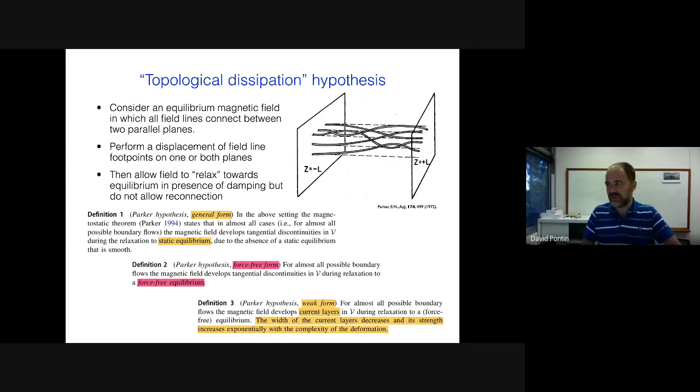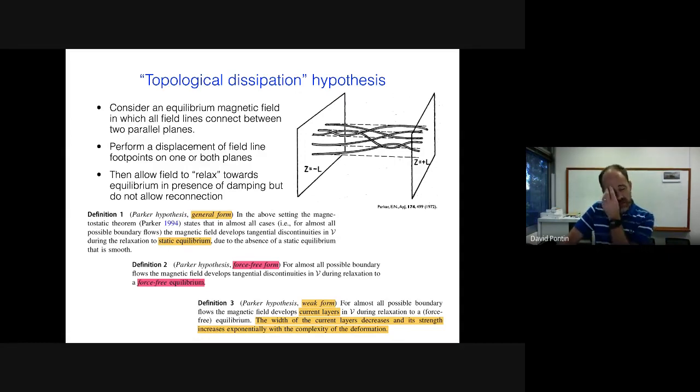Now, to simplify somewhat, a number of people address the question, what happens if that final equilibrium to which you're approaching is a force-free field? So just J cross B equals 0, and that would be definition 2: that in the relaxation towards a force-free field, you develop tangential discontinuities.